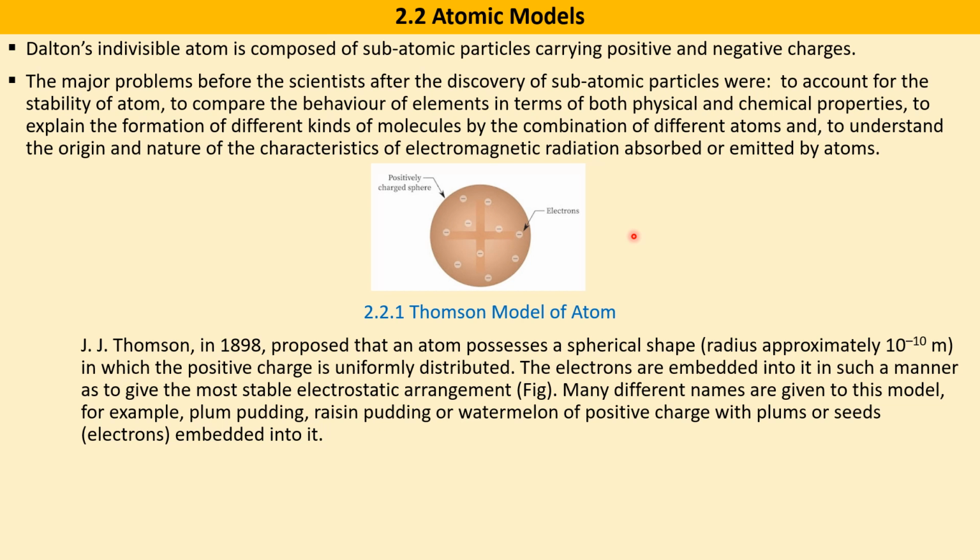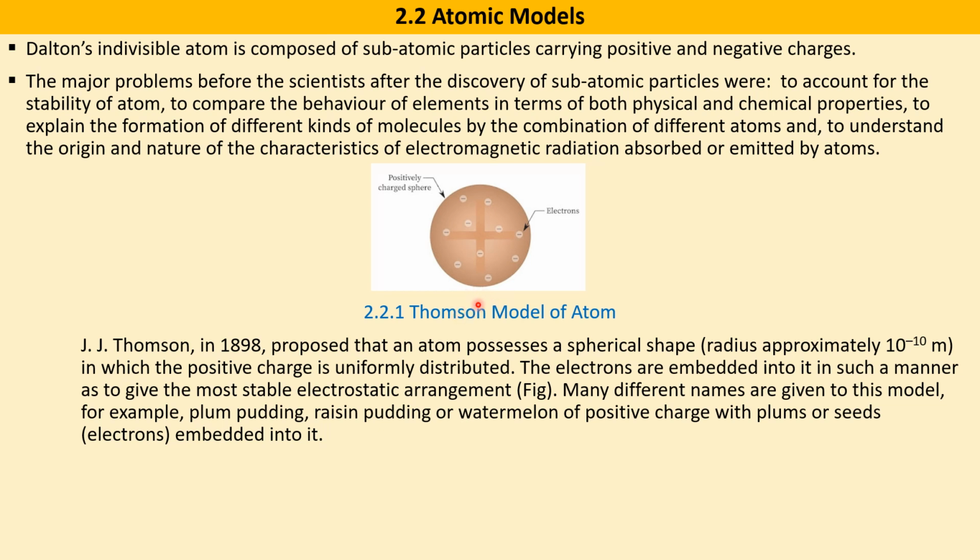J. J. Thomson in the year 1898 proposed that an atom possesses a spherical shape, radius approximately 10 to the power of minus 10 meters, in which the positive charge is uniformly distributed. And he said the electrons are embedded in such a manner as to give the most stable electrostatic arrangement. So he showed these are the electrons and this is the positively charged sphere.